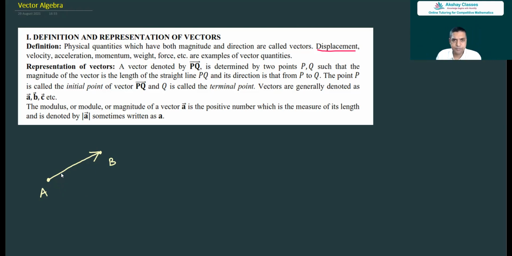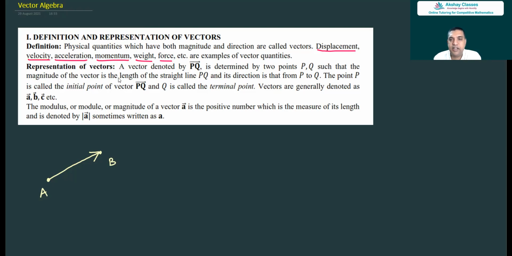Now, displacement, velocity, acceleration, momentum, which is mass times velocity. So it will be weight, mass times acceleration due to gravity, force. These are all vector quantities.